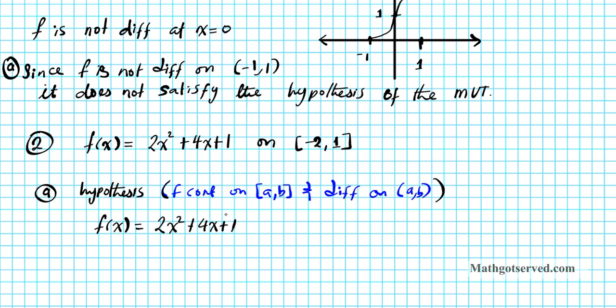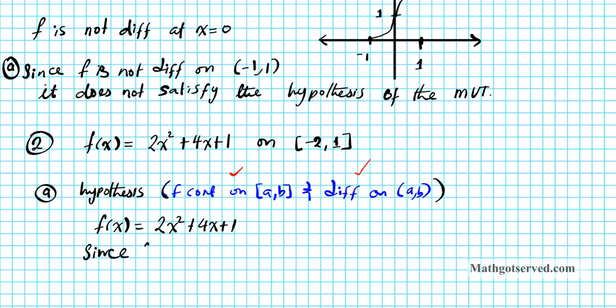Okay, this function is defined for all real numbers, so it's continuous on the closed interval -2 to 1, and it's also differentiable on the open interval -2 to 1 because it has no corners or cusps, it's smooth, and has no vertical tangents or discontinuity. So it checks, it satisfies the initial conditions of the mean value theorem.